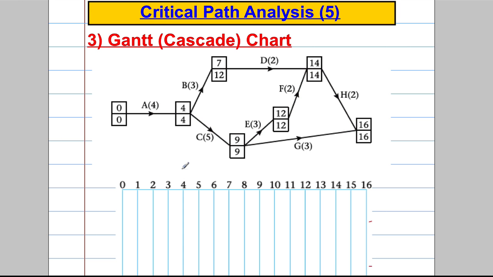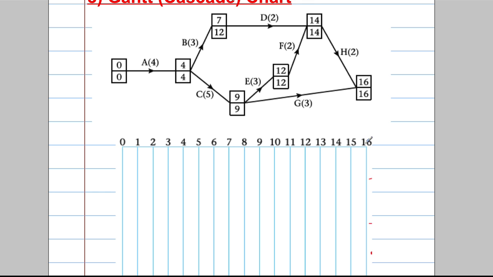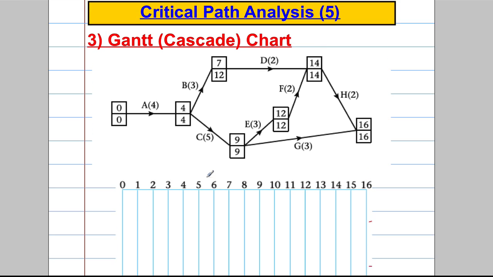So a Gantt or Cascade chart goes from 0 to 16, and along here we draw bars that represent the activities. You always draw the critical activities first. So A, you can leave here at 0 and you have to get here by 4 and leave here by 4. So 0 to 4 is going to be A. Now we go along the critical activities. You leave here at 4, it's 5 long and you get to here at 9.